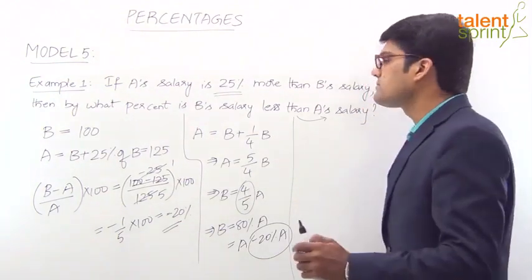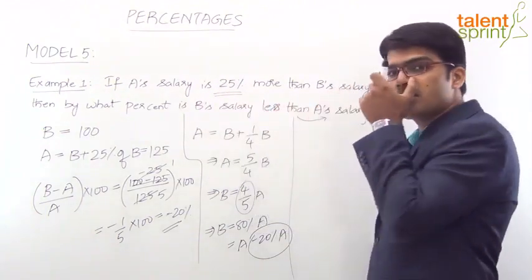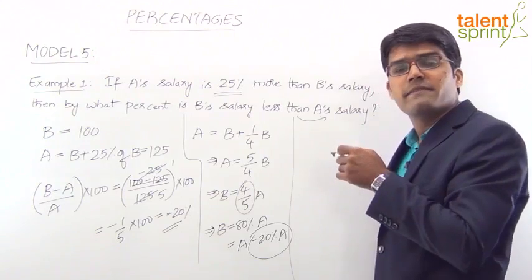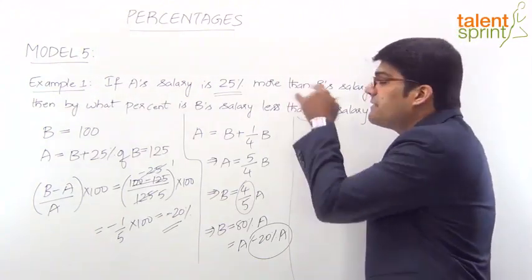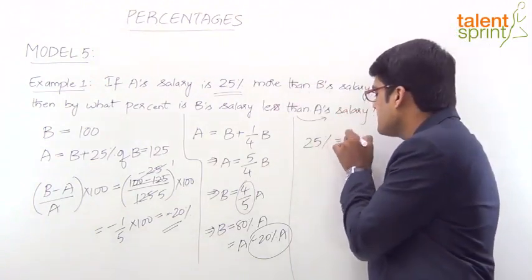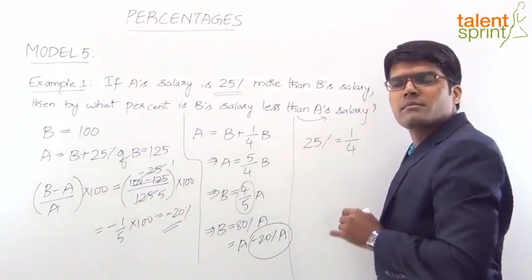See what to do. Look at the question. A's salary is 25% more than B's salary. So let's take this 25%, the given value. How much is this in terms of fractions? 1 by 4. 25% is 1 by 4.